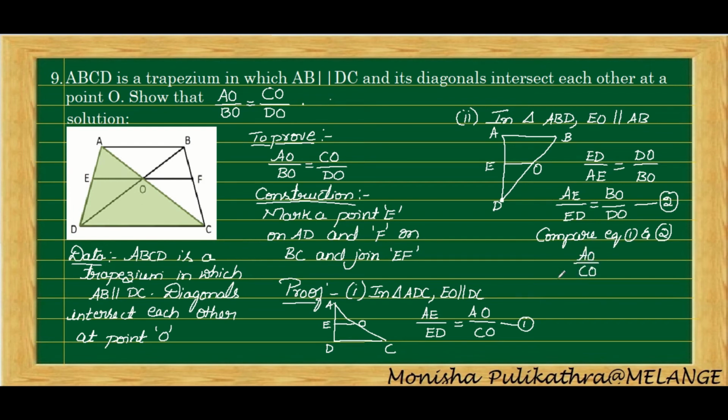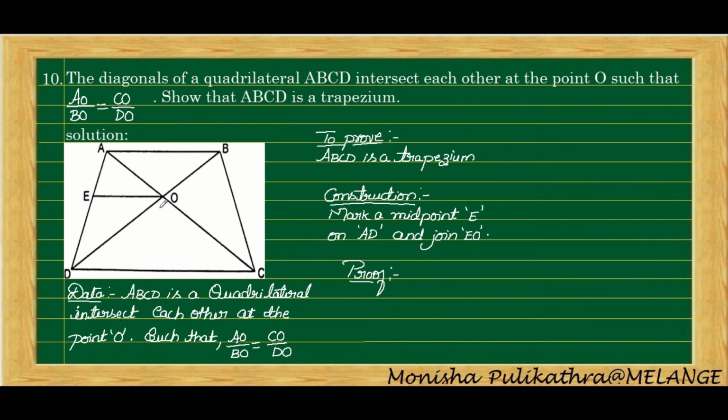See here, AO by CO is equal to BO by DO. But what we have to prove? AO by BO is equal to CO by DO. BO should come here, so just interchange these things. Okay, so it will become AO by BO is equal to CO by DO. So hence proved. This is the last question of this session.